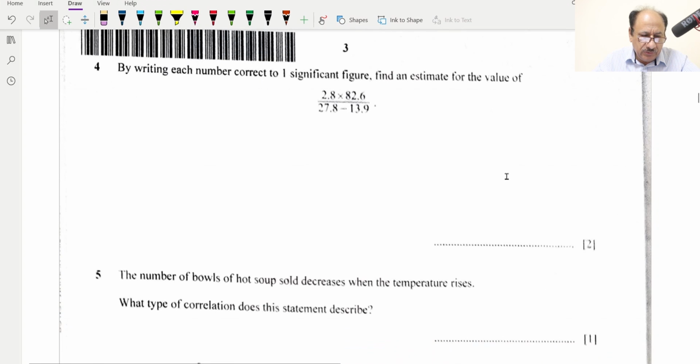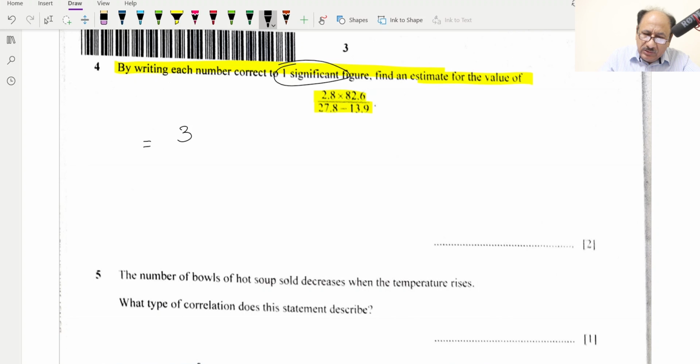And then comes question number 4. By writing each number correct to one significant figure, find an estimate of the value of this one. We have to estimate, and keep in mind this should be in one significant figure. So 2.8 in one significant figure will be rounded to 3.